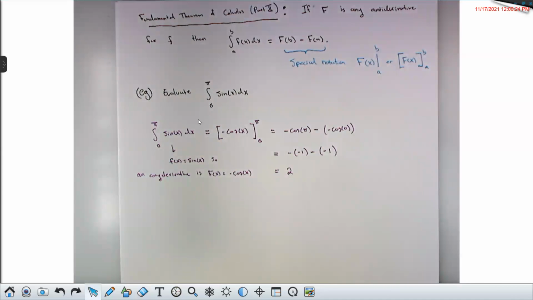And boy, let me tell you, you're going to be doing a lot of this stuff in Calc 2. Calc 2 is, again, pretty much all integrals for the first third of the class. And every time you do an integral in Calc 2, you're using FTC2.